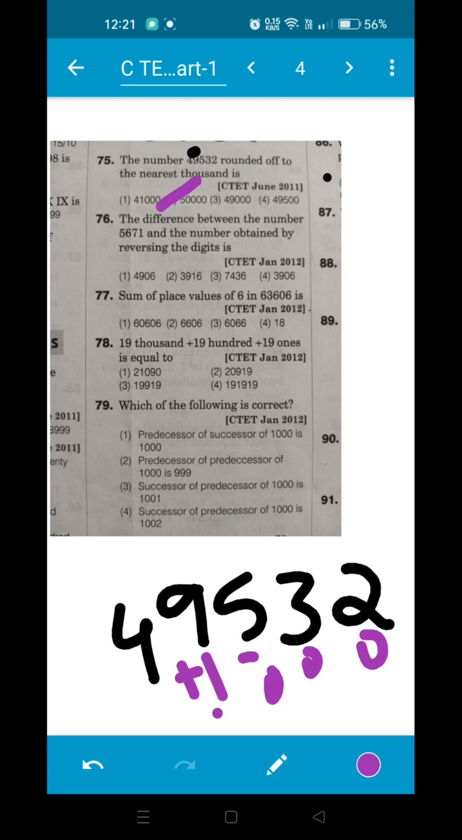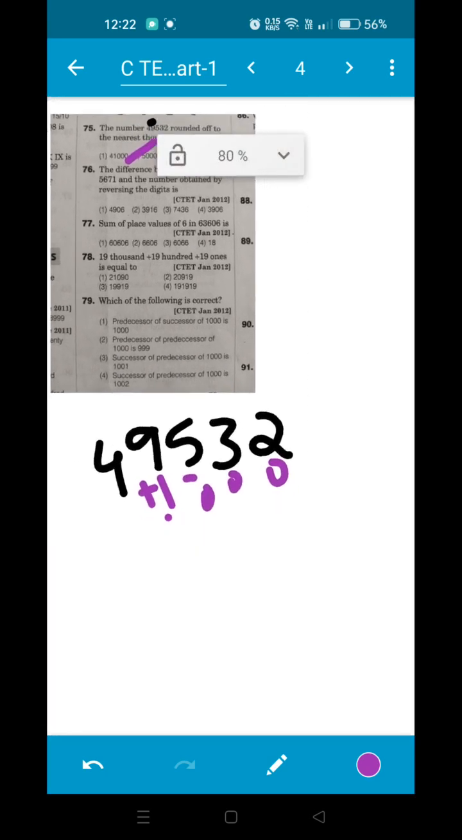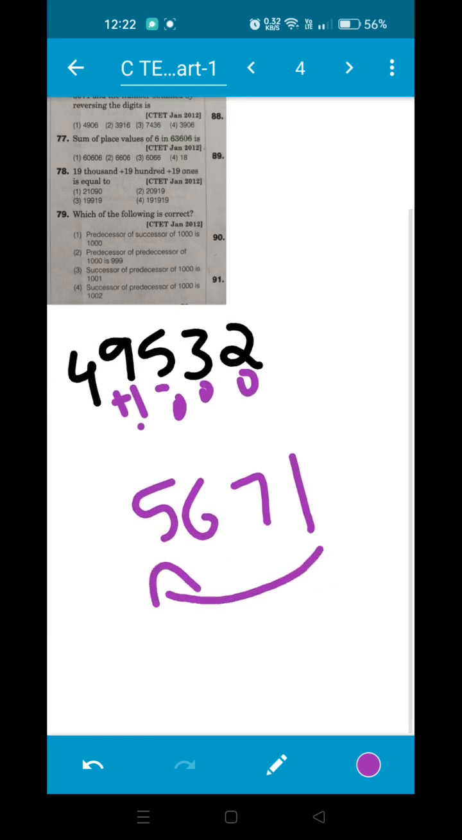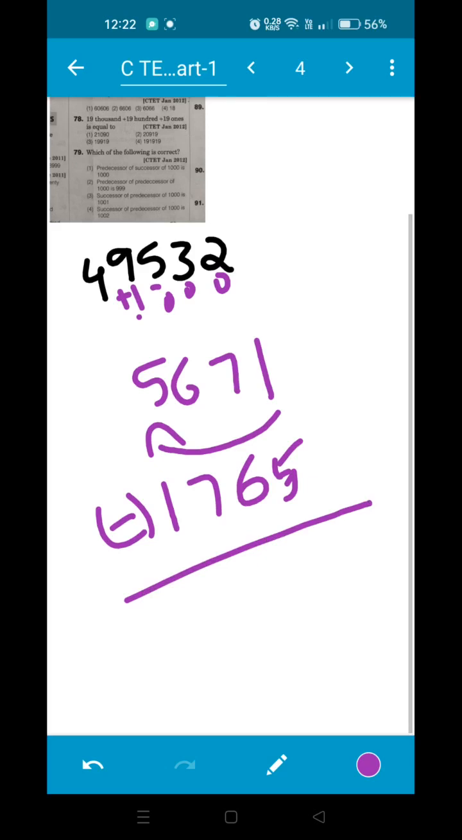Okay. Next, question number 76. The difference between the number 5671 and the number obtained by reversing the digits. So we have to reverse the digits. The number is 5671. Reversing the digits gives 1765. So you have to take the difference of these two numbers. 11 minus 5 is 6. 6 minus 6 is 0. Here 15 minus 7 is 9. And finally 4 minus 1 is 3. So 3906 is the answer. Okay.